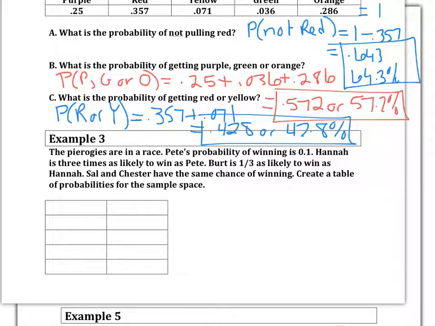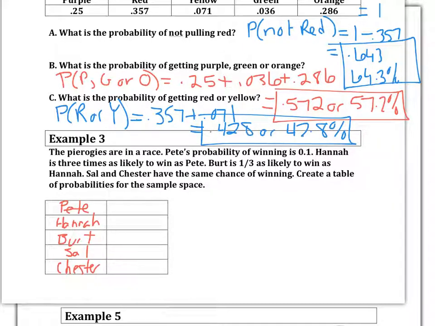So what I'm going to do is, when I'm making a table of probabilities, I'm including every possible outcome for the experiment. So in this case, there are 5 pierogies in the race. So we have Pete, we have Hannah, we have Bert, Sal, and Chester.